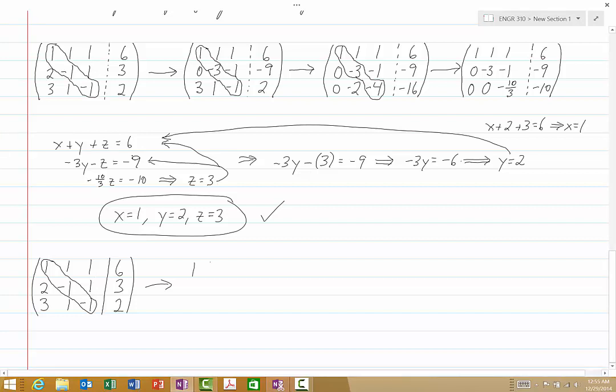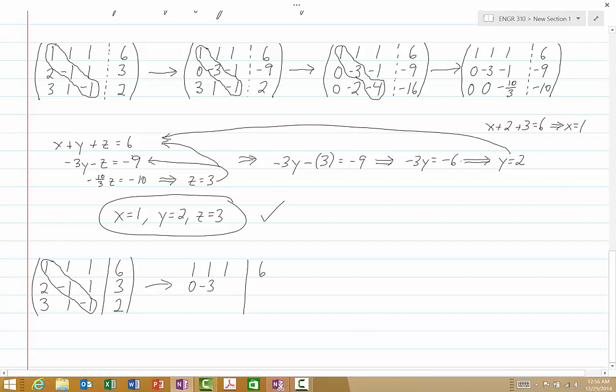So we'll keep the first row as it is, 1, 1, 1, 6. And then we want to eliminate the 2, so we will add negative 2 times the first row to the second row. And when we do that, okay, negative 2 times 1 is negative 2, and 2 gives 0. Negative 2 times this one is negative 2, and negative 1 is negative 3.